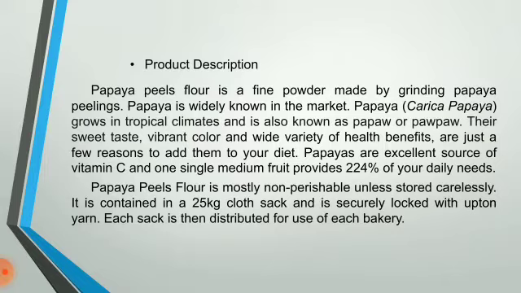Papaya peels flour is mostly non-perishable unless stored carelessly. It is contained in a 25-kilogram cloth sack and is securely locked with Upton yarn. Each sack is then distributed for use of each bakery. So besides creating your packaging, you must also create your product description. If you buy something like junk food, try to check its packaging. You'll see a product description at the back, usually.